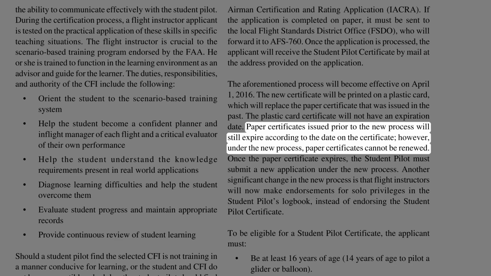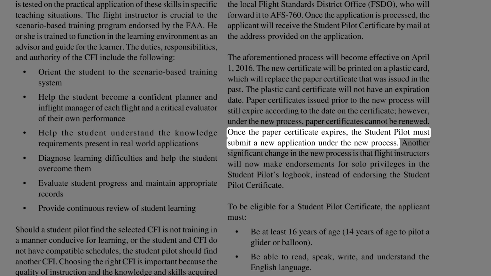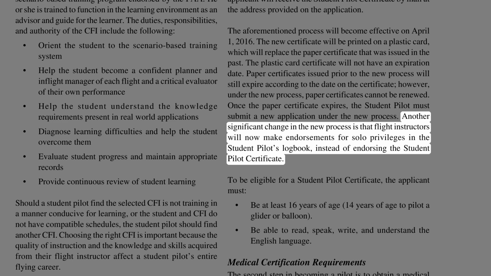Paper certificates issued prior to the new process will still expire according to the date on the certificate. However, under the new process, paper certificates cannot be renewed. Once the paper certificate expires, the student pilot must submit a new application under the new process. Another significant change in the new process is that flight instructors will now make endorsements for solo privileges in the student pilot's logbook, instead of endorsing the student pilot certificate.